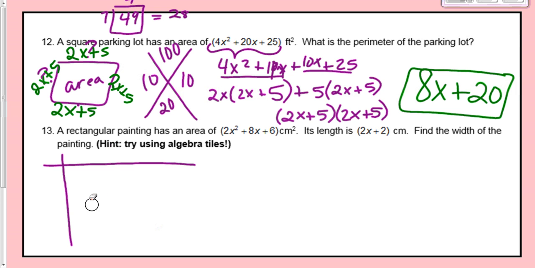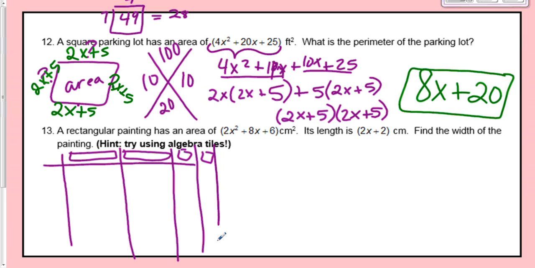So, let me erase what I just drew. They told me that the length is 2x plus 2. So I'm going to go ahead and draw that. Here's 2x plus 2. Okay. Well, I know that my little alleyways are going to go down this way, and I don't know what my alleyways are going horizontally, but they've told me the area. So I know it's 2x squared, so I can go ahead and fill in my big 2x's here.